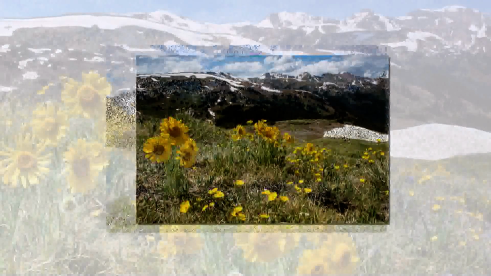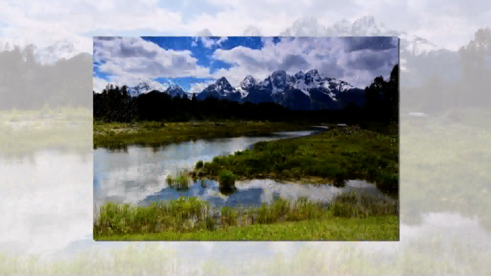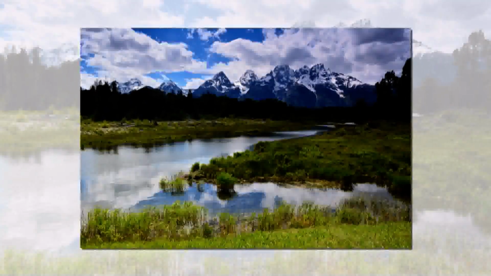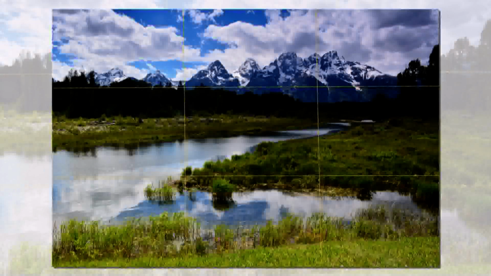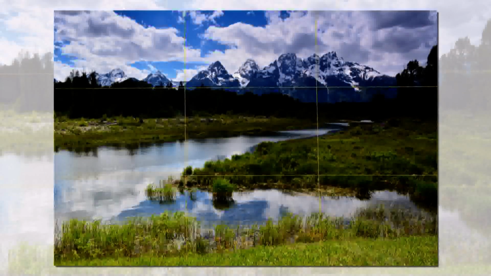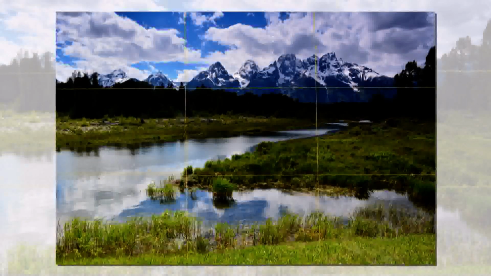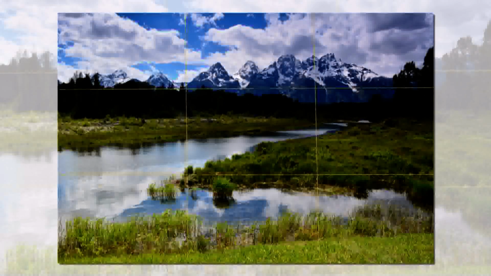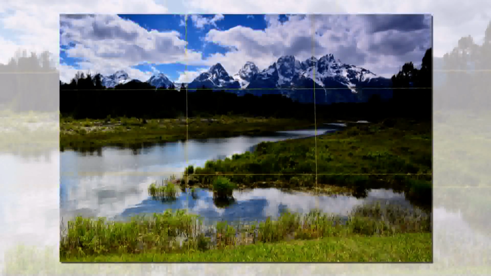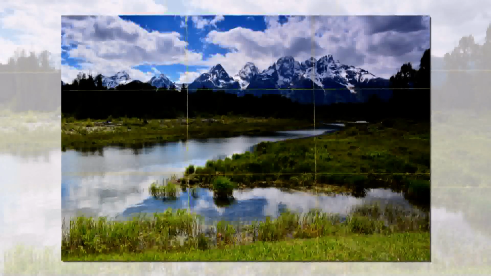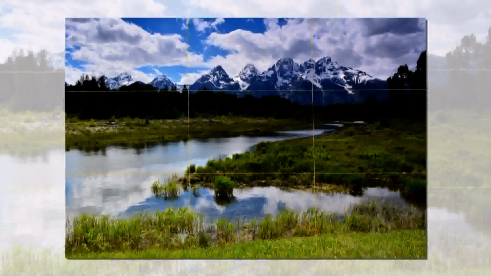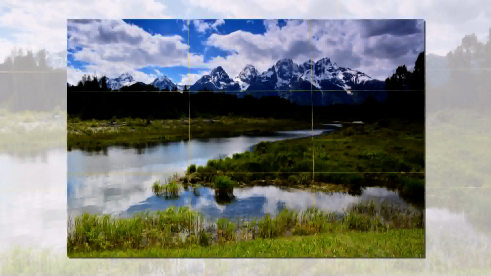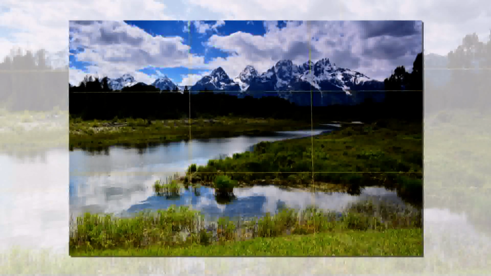Some basic composition rules help with landscape photography. First one is the rule of thirds. You've probably heard about that, where you divide the frame into 9 equal quadrants, and you put the most important points of interest at those intersecting lines. In this case, the Teton Range, the largest of the massif on the right, and then the intersection of the water and the grasses on the bottom left.